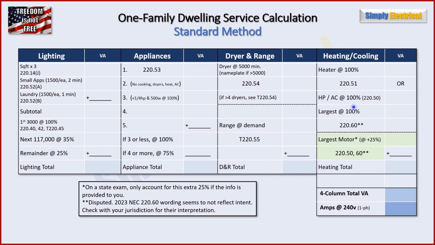Heating, you're going to take heating or cooling. Then you're going to take the largest motor, figure that in. We'll talk about that in detail when we get to it. And you'll come up with a total here. I know it says heating total, but it also includes the largest motor. I just didn't want to make a fifth column over here just for a motor. Then you add all these column totals together, and you'll come up with a total VA for the whole building. Then you'll divide by your voltage, and you'll come up with your amps, and that'll be your service size. I also have some notes over here, but we won't talk about those until we get to the parts that those are relevant to.